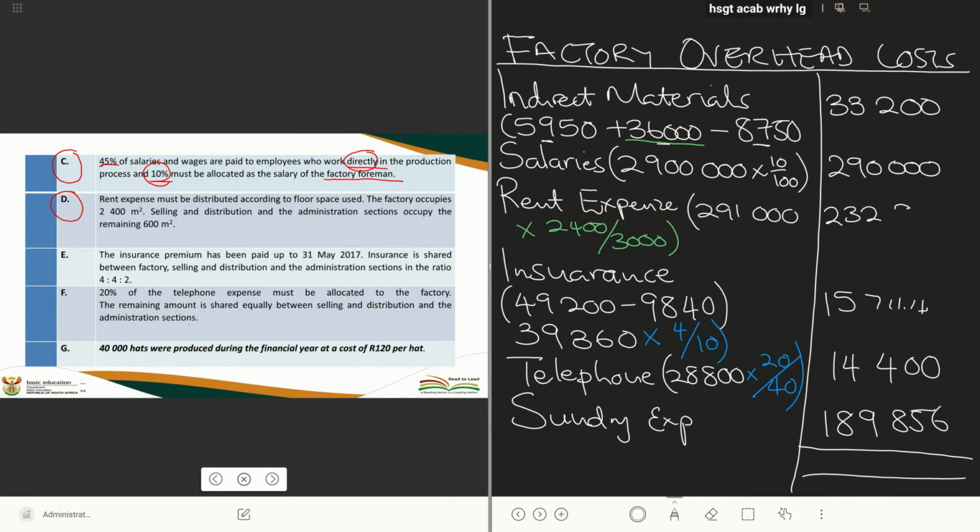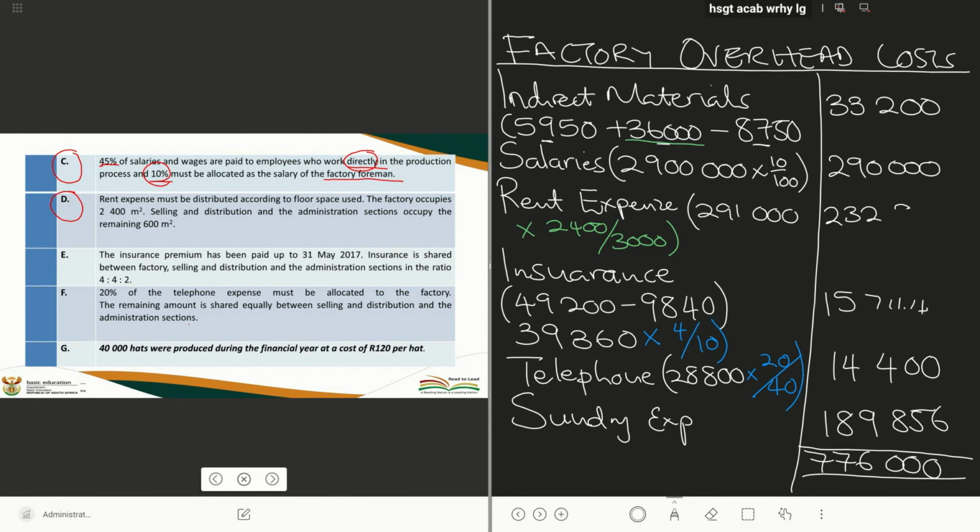We're now going to say 33,200 plus 290,000, which is our salaries, and then we add our rent expense as well. Then we come and we add our insurance, which is 15,000, 744,000. Then we say plus 14,400, which is for telephone. Then we're going to add 189,856. And it will give you a total of 776,000.